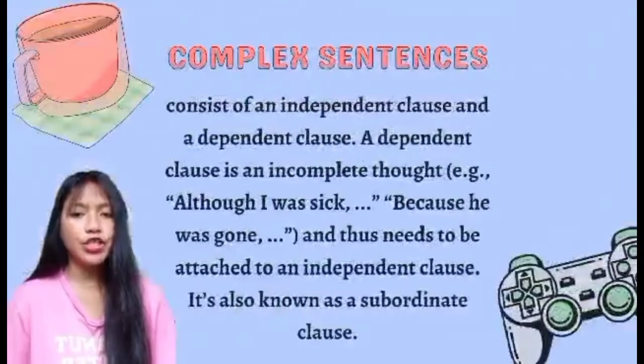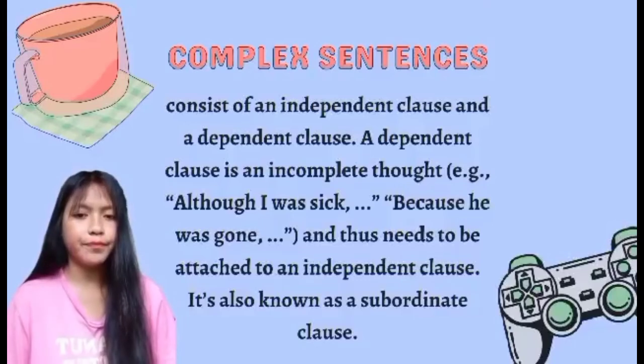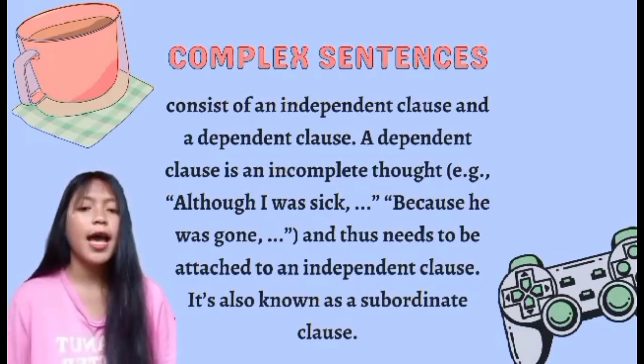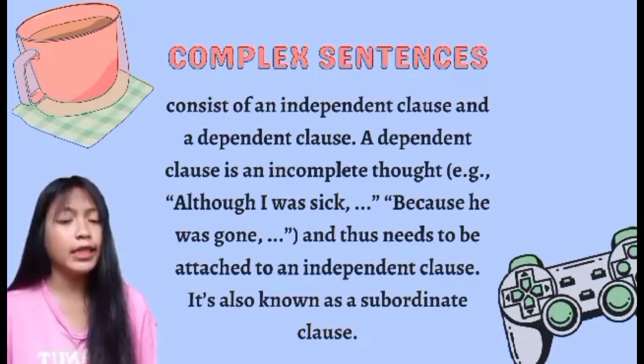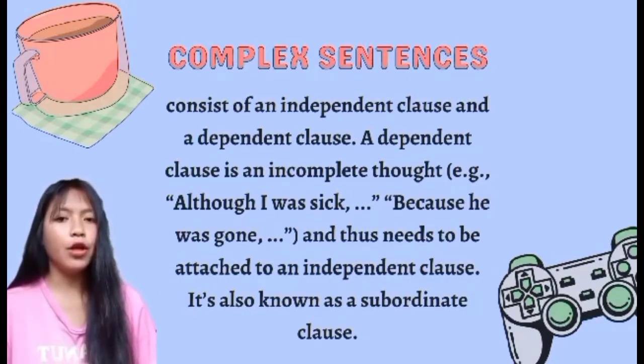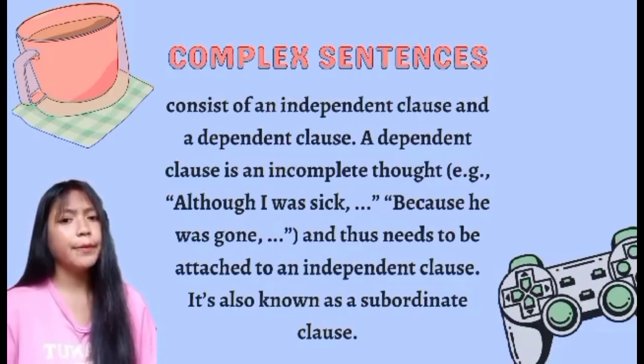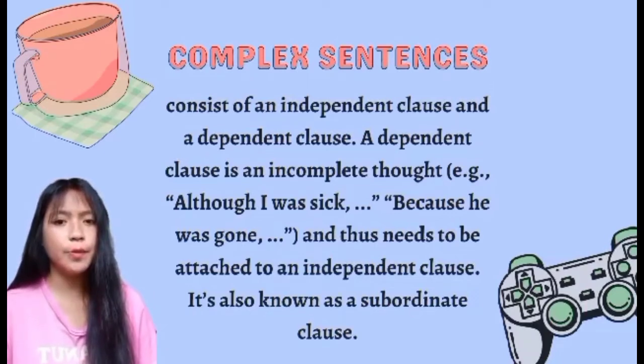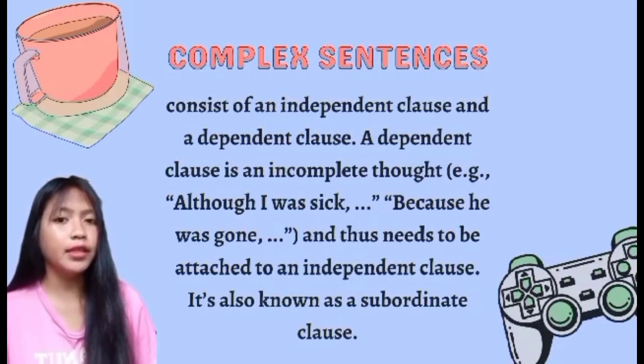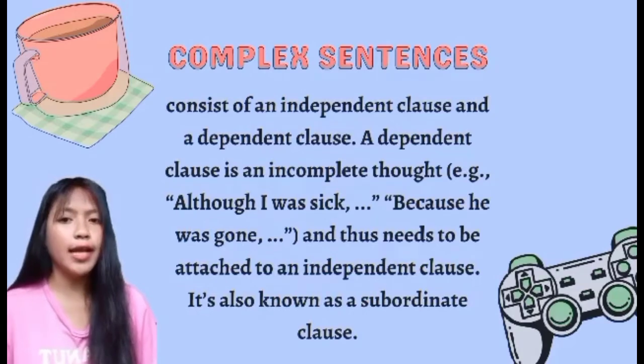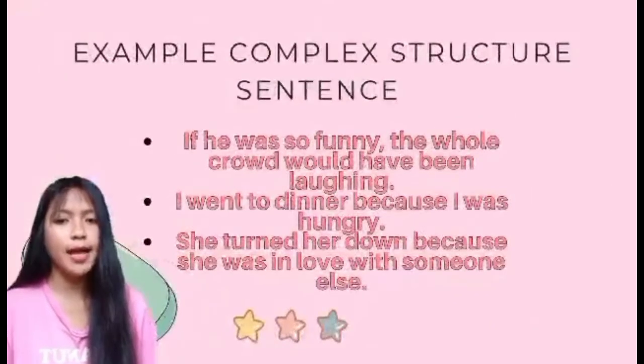The third structure is the complex sentences. Complex sentences consist of an independent clause and a dependent clause. A dependent clause is an incomplete thought. Example, although I was sick, because you can and thus needs to be attached to an independent clause. It's also known as a subordinate clause. Here are some complex structure examples.